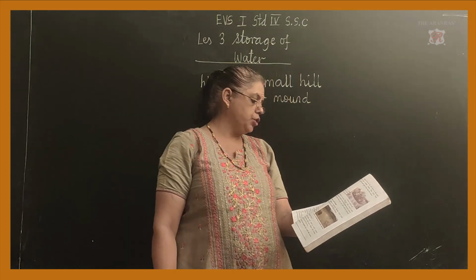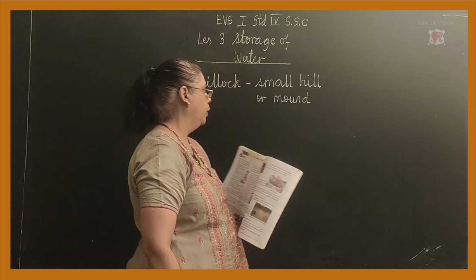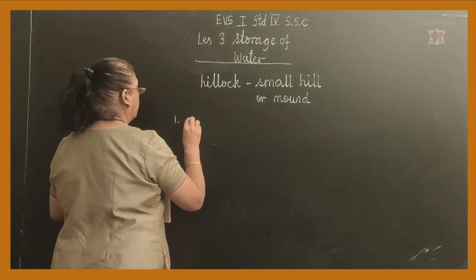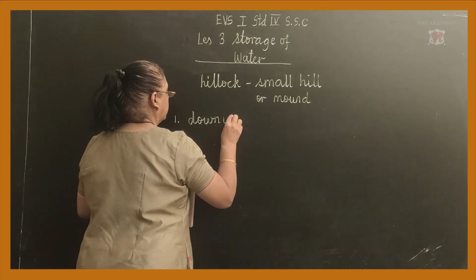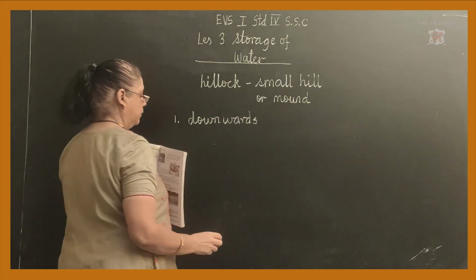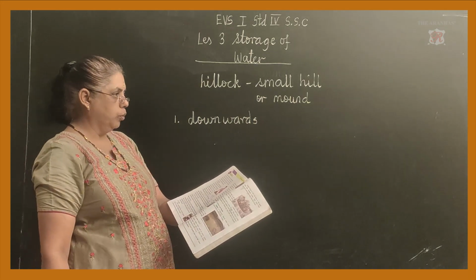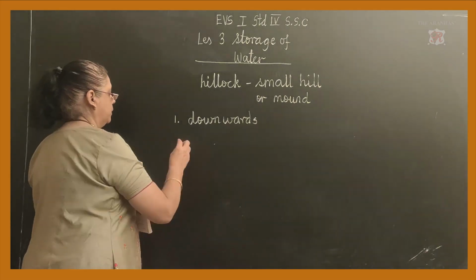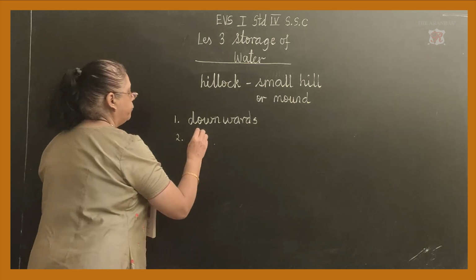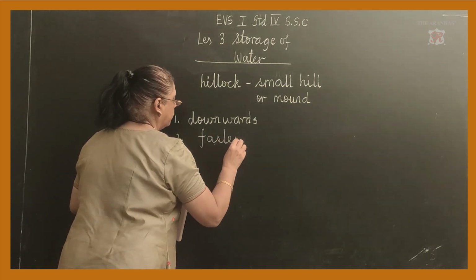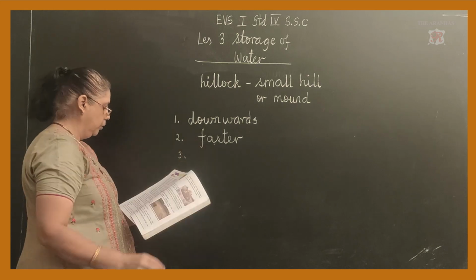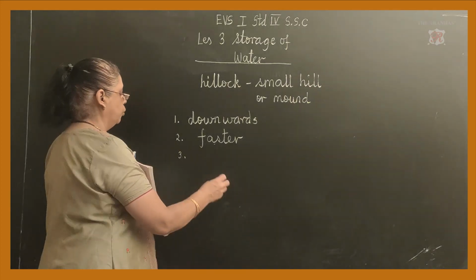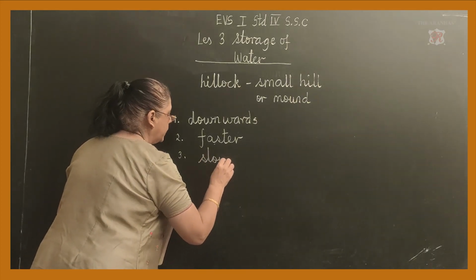Now, in which direction does the water flow? When she is pouring water, in which direction does the water flow? The water flows downwards. You can see that arrow pointing down. How does the water flow on the steeper slopes? It flows faster. How does it flow on the gentler slopes? It flows slowly.